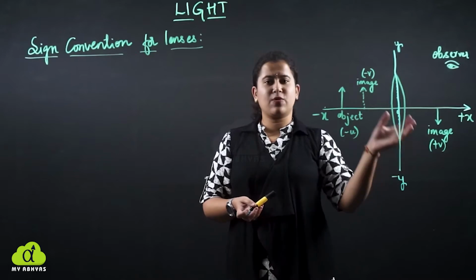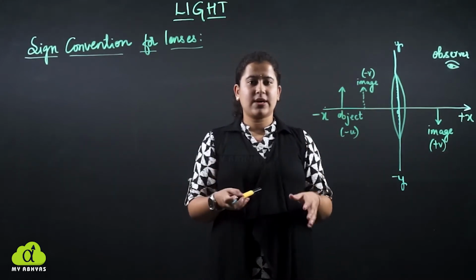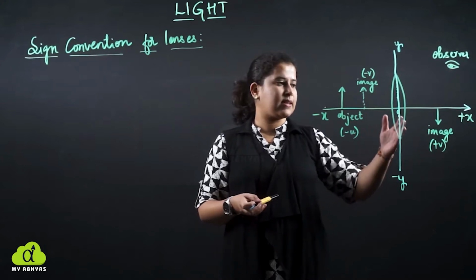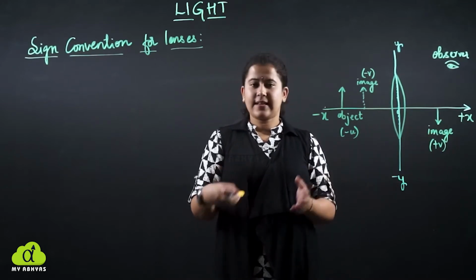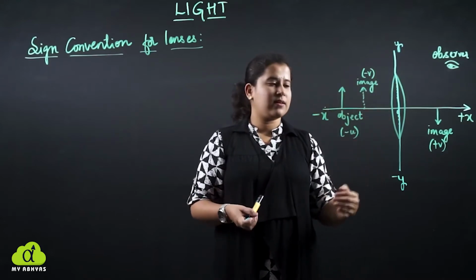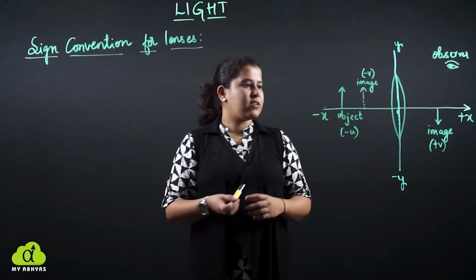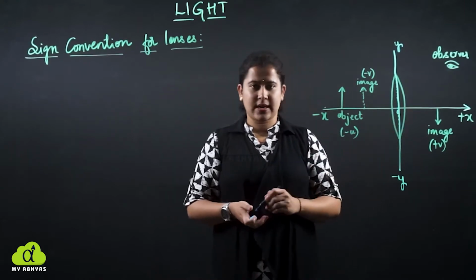I think you can relate this to the new Cartesian system. The new Cartesian system also has the same thing, that is, the right side is taken as positive and the left is taken as negative. The topmost is taken as positive and the bottom we take as a negative axis. Here at the center we have the optic center.